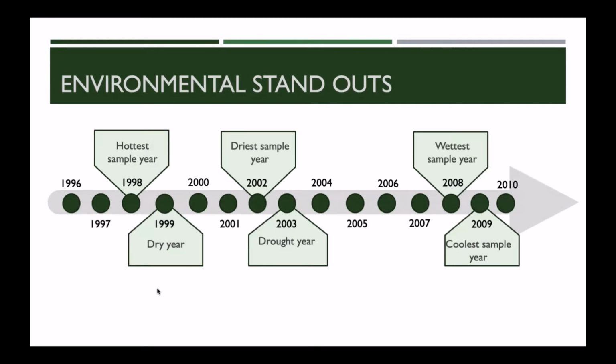This is a timeline of particular standout environmental events that I noticed over the course of the sampling period. We didn't see any huge overarching changes, I should say, in temperature or precipitation, but that was expected given such a short window of only 15 years. I would like to call your attention to some of the more extreme years, you could call them, in terms of our sampling period. We saw generally that our driest and our hottest years fell between 1998 and 2003, whereas the wetter and cooler years fell in 2008 and 2009, respectively.